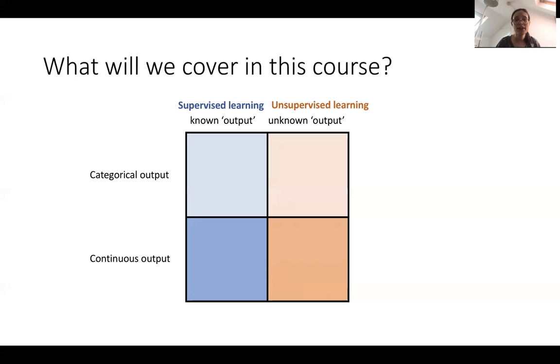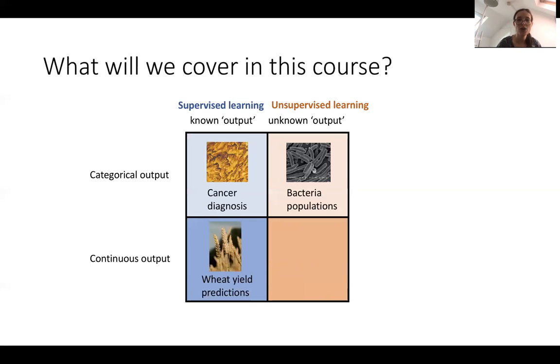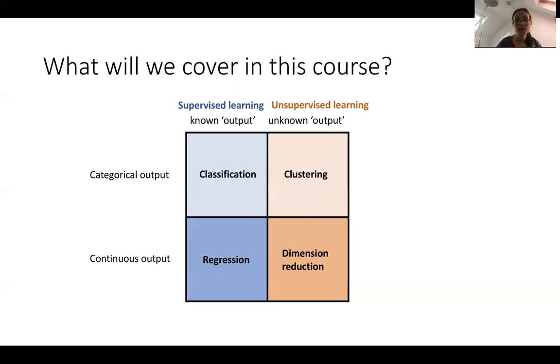Continuous outputs are things like yield or height or weight, things that are numerical. This is how the examples we've looked at map onto these squares. Each of the different squares have a unique name, and these are the techniques we'll cover in the course. We'll cover classification techniques, regression techniques, clustering techniques, and dimension reduction techniques.